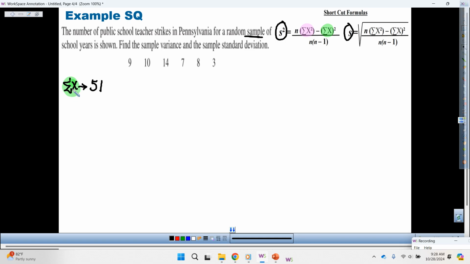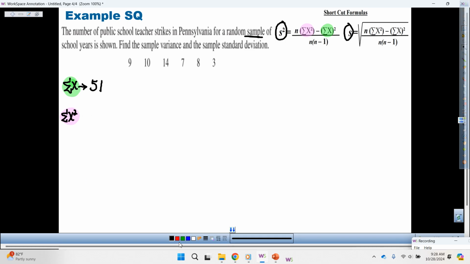So, once again, tell your neighbor how we found sigma x. How did we find sigma x? Just by adding the numbers. Okay. So now I'm moving to the other one, and I'm going to label that one in pink or red. And that one is the sum of x squared. So again, sigma x to the second power.